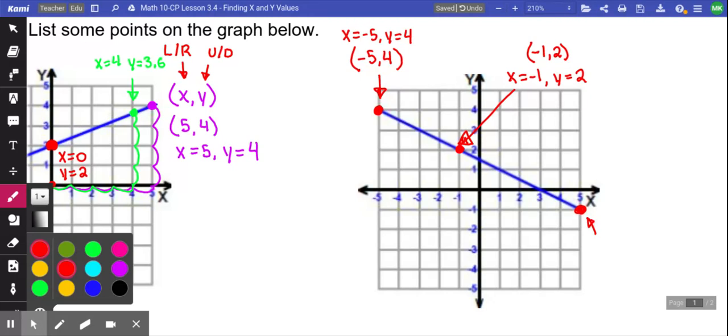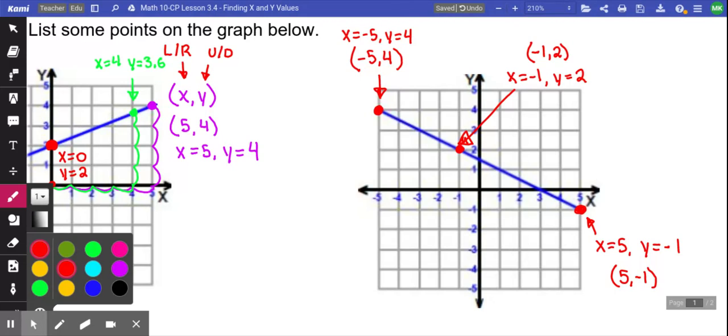And this one right here, we went 5 to the right, so x would equal 5. And we went 1 down, so it would be -1 for your y value. If you wanted to write it quicker, you go x first, y second: 5, -1.